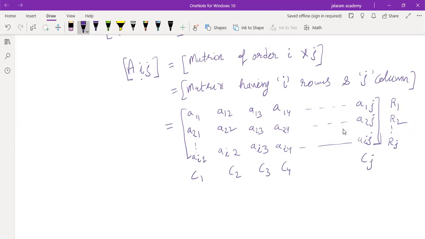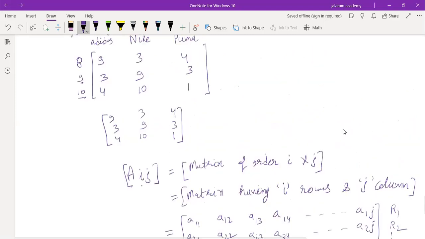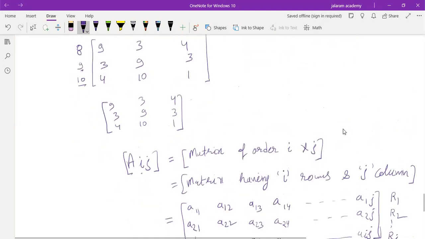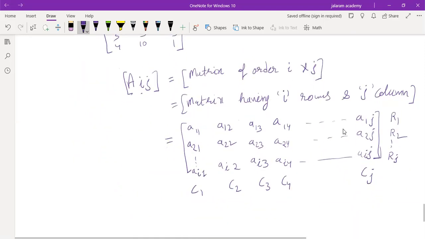These standing vertical are the columns and these sleeping horizontal are the rows. So the arrangement of data in rows and columns, where the horizontal lines are called rows and the vertical lines are called columns, is called matrices. Is that clear to you, everyone? So write the definition of matrices.